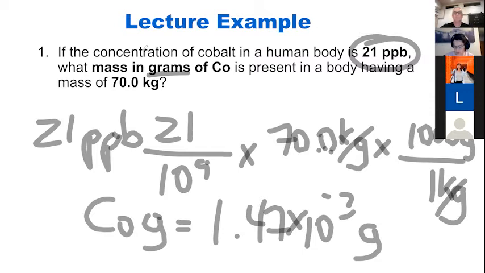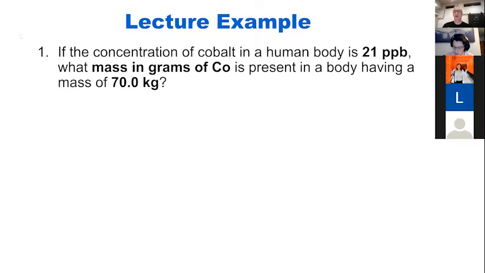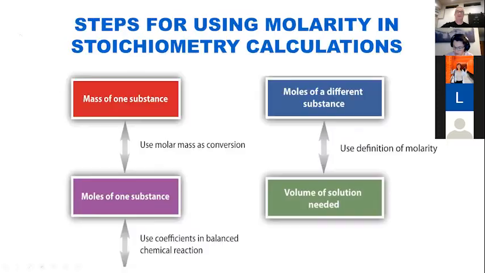2, because it's 21 ppb. So 1.5 times 10 to the minus 3 grams, or 1.5 milligrams. So that's not a lot of cobalt. So you don't really need to go seeking it out in supplements because you don't need that much.